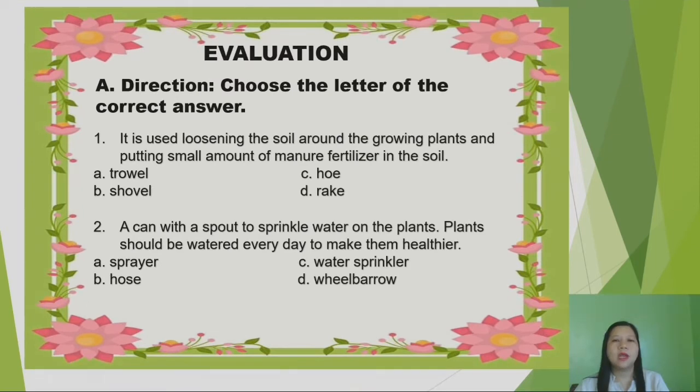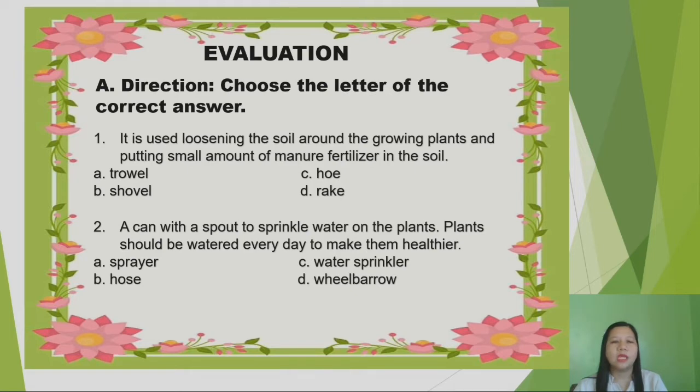Because you listen carefully and understand our lesson, I'm very sure that you can easily answer this activity. Read each question carefully and I will give you 5 seconds to answer each question. Class, are you ready? Direction. Choose the letter of the correct answer.